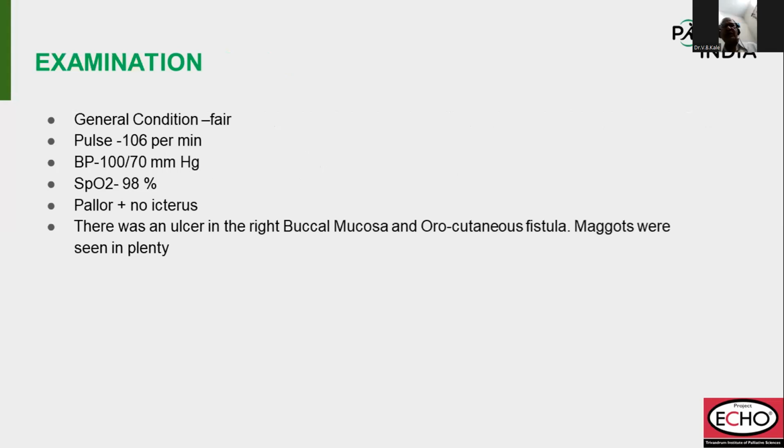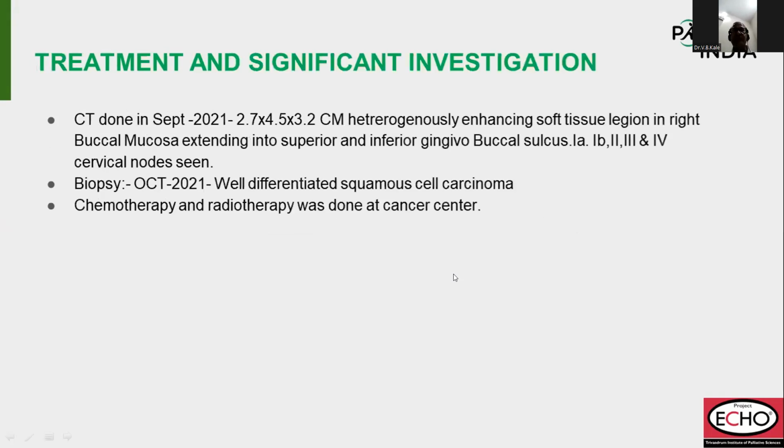Usual examination, nothing specific. General condition was fair, pulse 106, blood pressure 100 by 70, SpO2 98%, pallor plus. There was an ulcer on the right buccal mucosa and an orocutaneous fistula, and maggots were plenty.